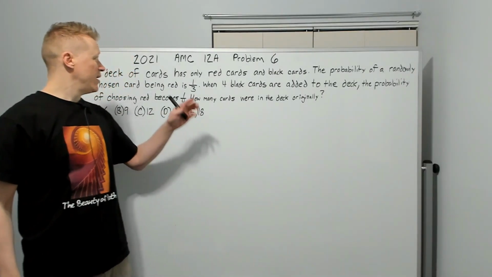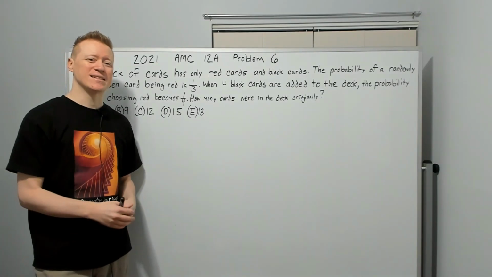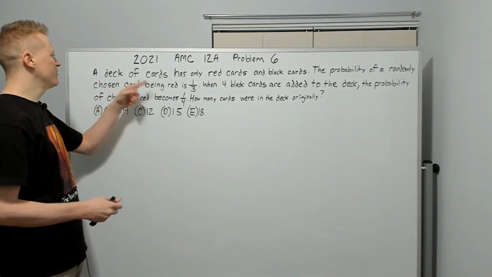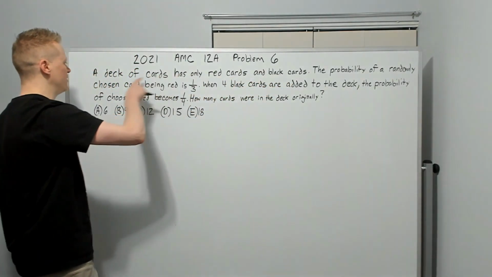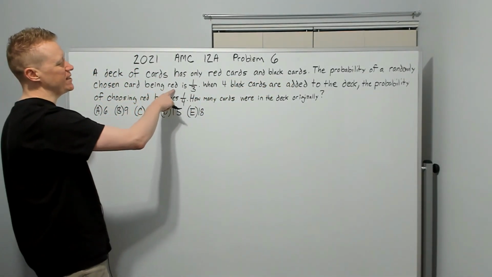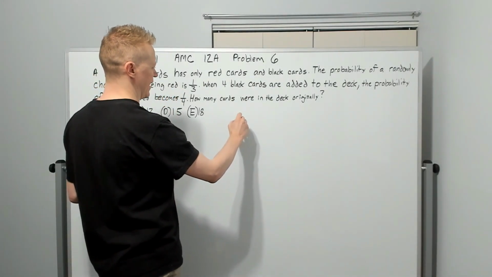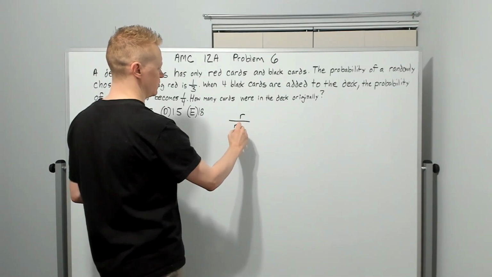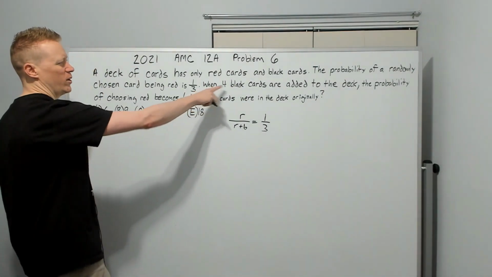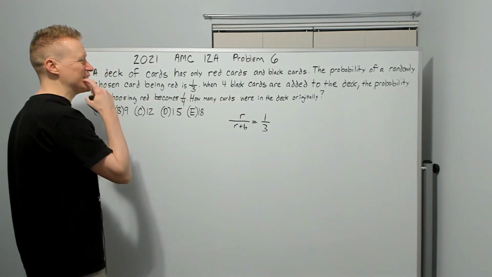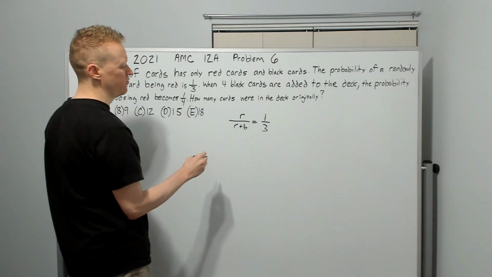All right, continuing on with the 2021 AMC 12A Problem 6. A deck of cards has only red cards and black cards. The probability of a randomly chosen card being red is 1/3. So we've only got red and black, so it's like R over red plus black, that's 1/3. When 4 black cards are added to the deck, the probability of choosing red becomes 1/4.